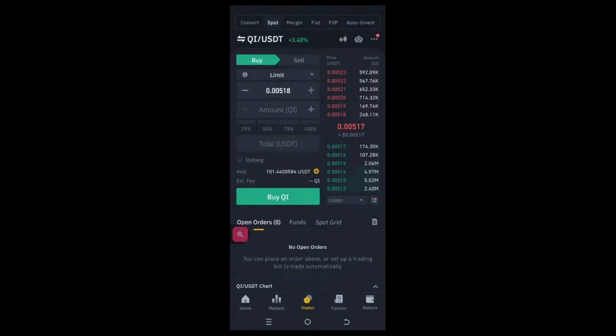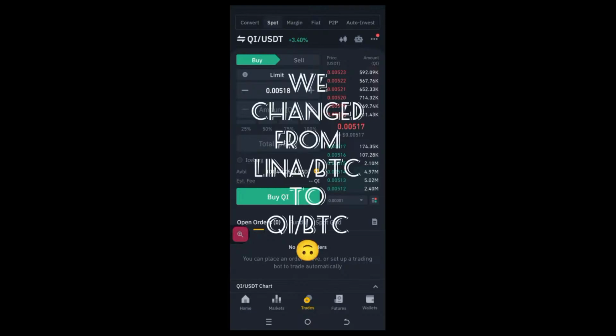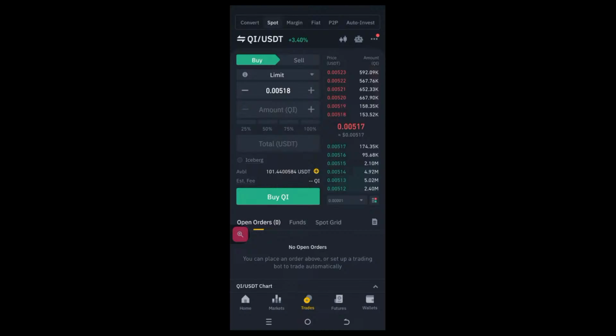And the reason why this took quite a long time, about 9 days, was because of the bloodbath that happened, and we had to change from Lena BTC. Remember, go all the way, change to QIBTC, and then sell for profit in QIUSDT. So it took a long, roundabout journey, but eventually we arrived at profit.